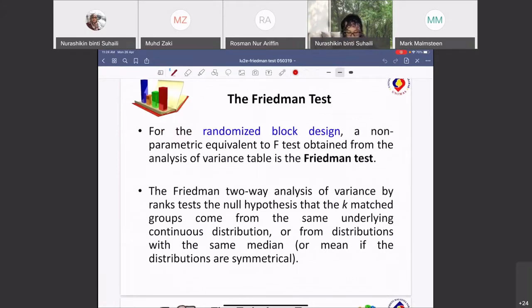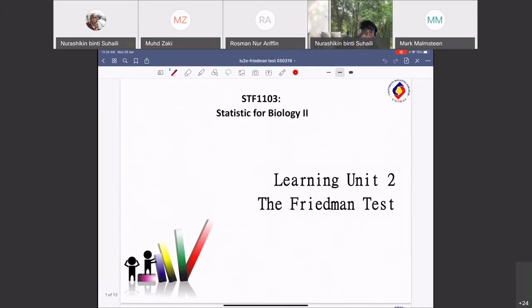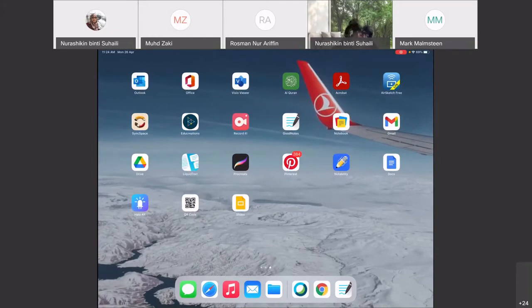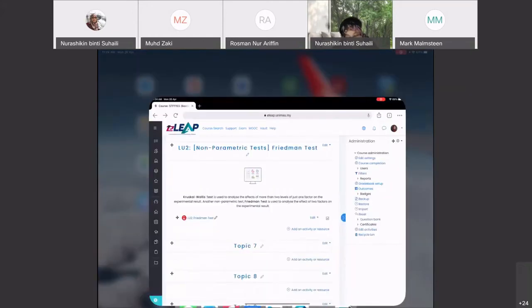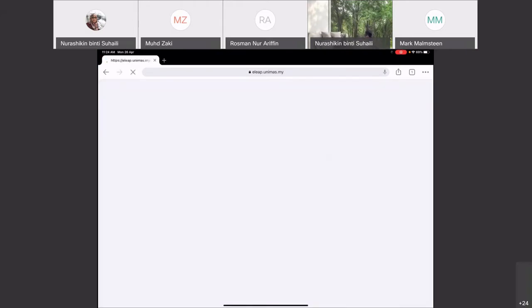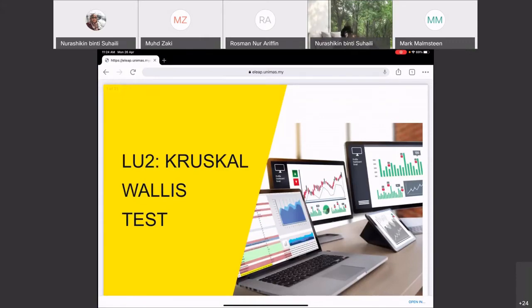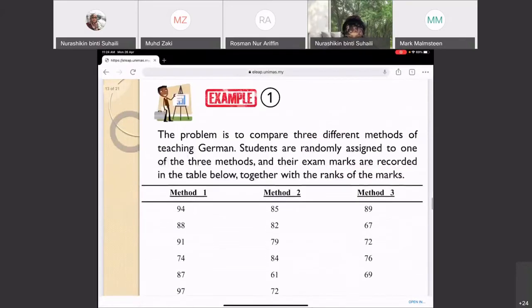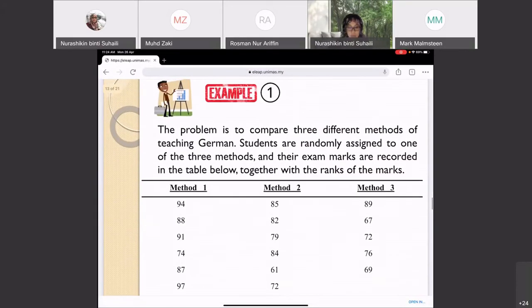So what is meant by one and two factors just now? Let me go a little backward and revise Kruskal-Wallis and see the examples of the problems. Let's go directly to the problem. This is one of the examples from last week's lecture on Kruskal-Wallis.